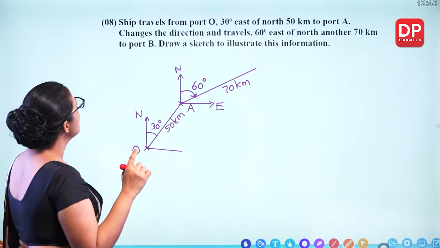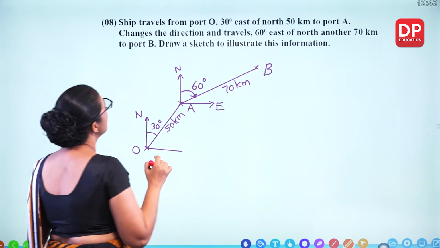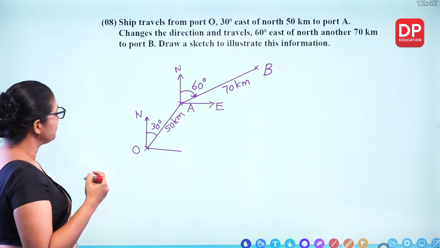Another 70 to port B. So this is port B. Draw a sketch. So this is the sketch.